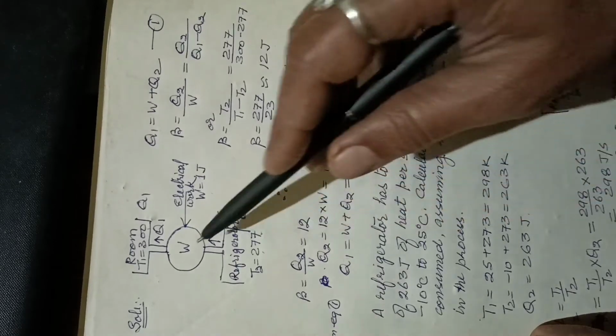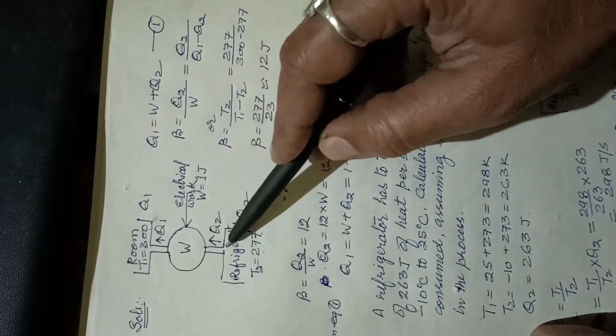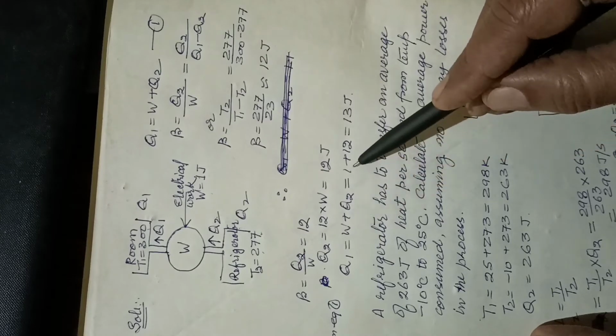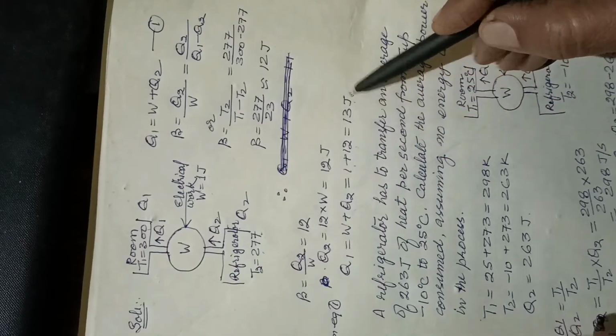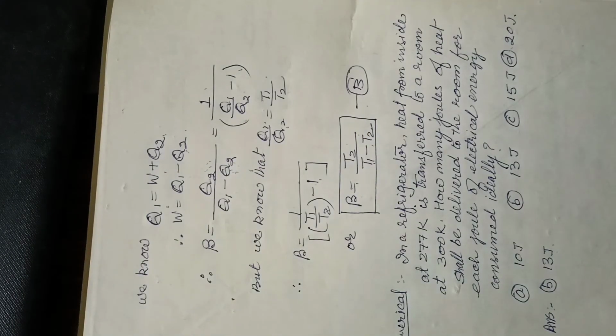So overall heat supplied to the room, Q1, is equal to the sum of these two. So that is W plus Q2. W is given as 1 joule, and Q2 has already come as 12. So ultimately 13 joule will be rejected, and your option is correct. Okay.